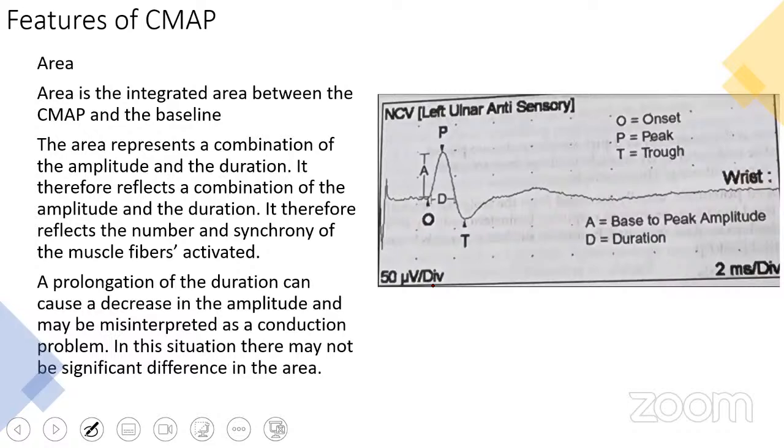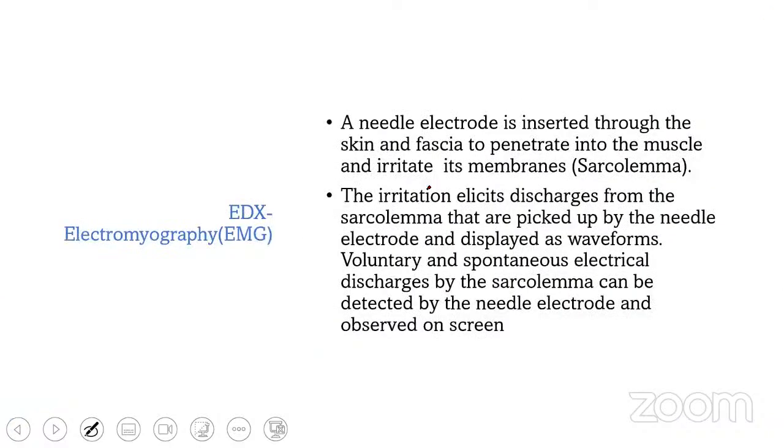The area is the integrated area between the CMAP and the baseline. The area represents a combination of amplitude and duration. It therefore reflects the number and synchrony of the muscle fibers activated. The prolongation of the duration can cause a decrease in amplitude and may be misinterpreted as a conduction problem. In this situation, there may not be a significant difference in the area. So the abnormality can be prolongation of the duration.